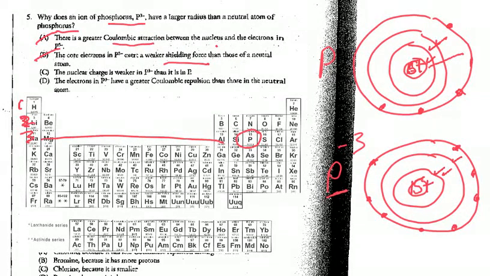C, the nuclear charge is weaker in P3- than it is in P. That's not true either. They both have 15 protons. So the answer must be D. Let's see what it is. The electrons in P3- have a greater Coulombic repulsion than those in the neutral atom. And that's true because they repel each other. There are more electrons in P-3, and so there's going to be more electron-electron repulsions.